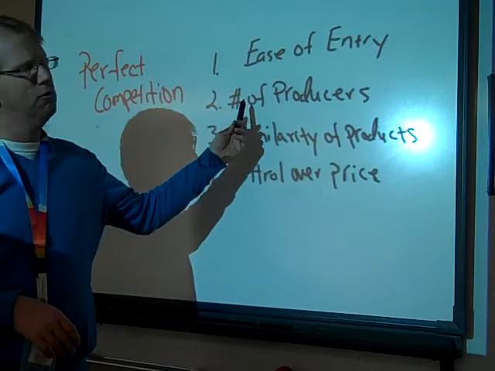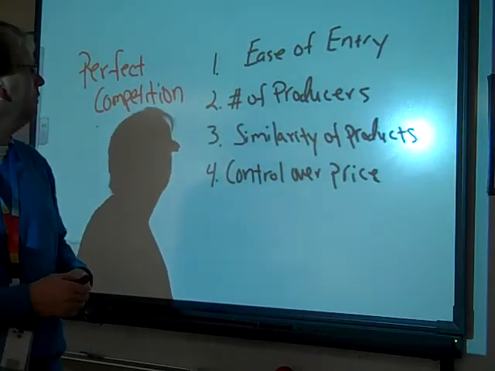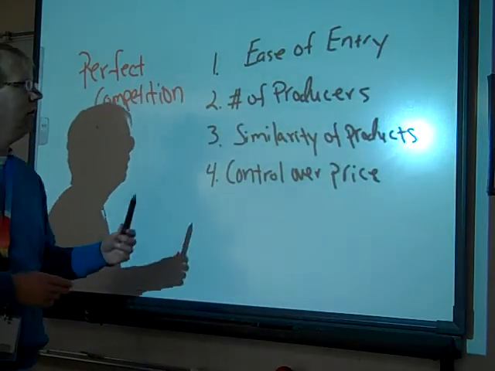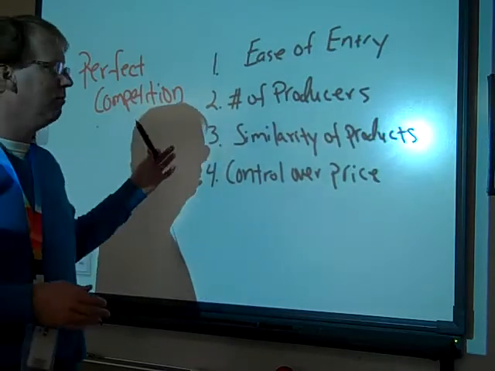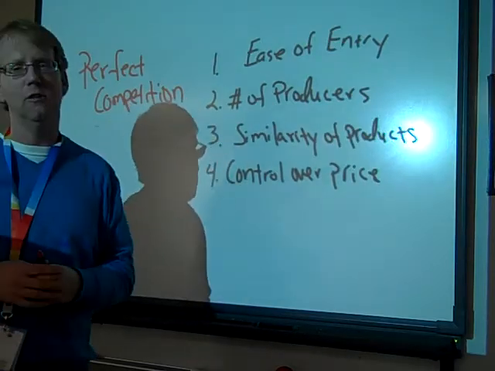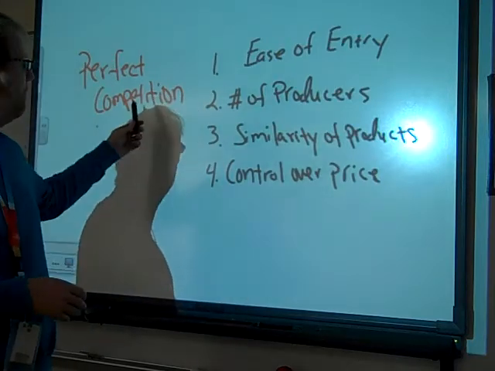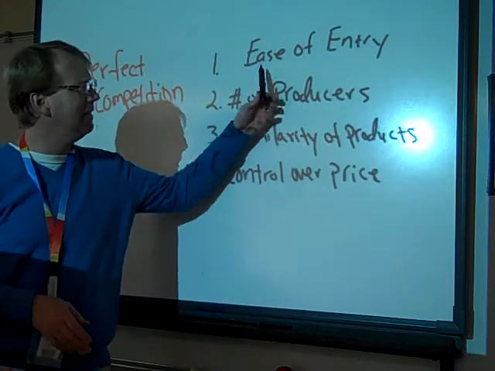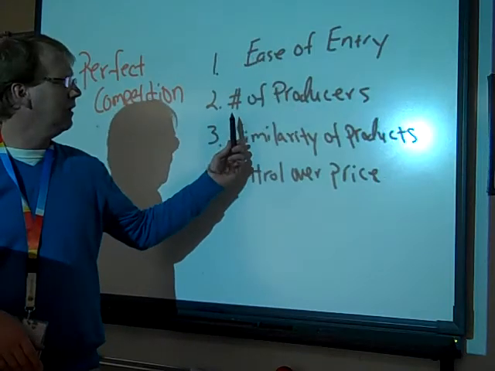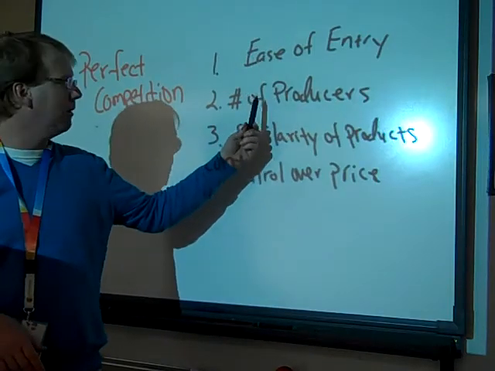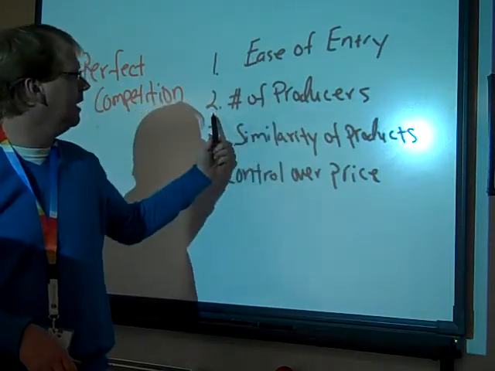The number of producers is very high. There's usually lots of producers in this type of market structure. The example I want to use with you for this market structure, perfect competition, is farmers and agriculture. We consider this a pretty good example of perfect competition because it's relatively easy to get into. Okay, you just need some land. That's probably the hardest part, but after that it's relatively easy.